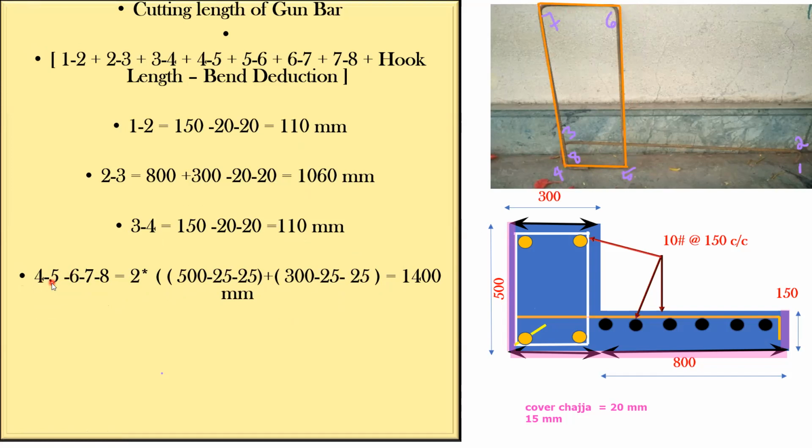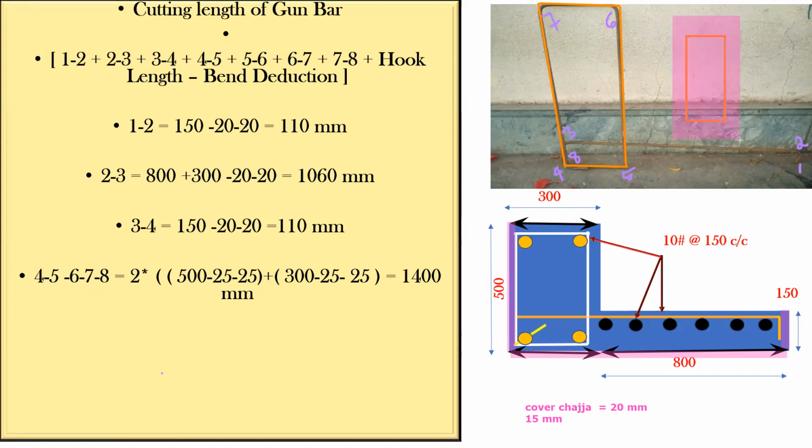So I've written 4 to 5, 5 to 6, 6 to 7, 7 to 8. I'll take it out separately. It is something like this. Okay, this is your beam stirrup, and I'll draw the beam also. So this is my beam.